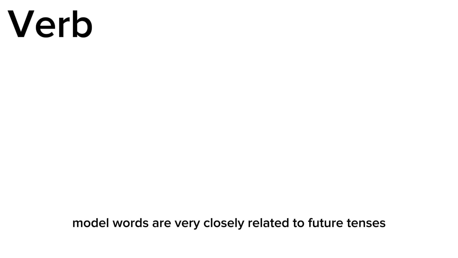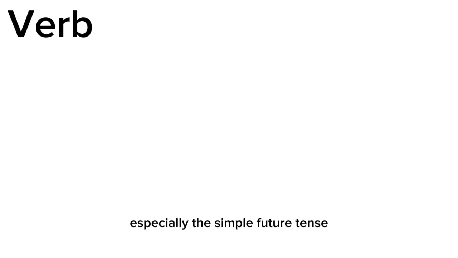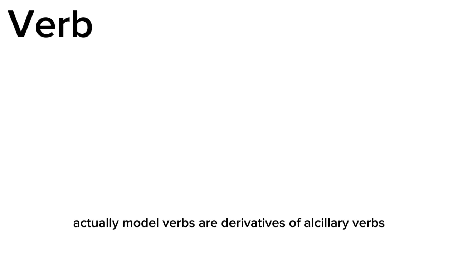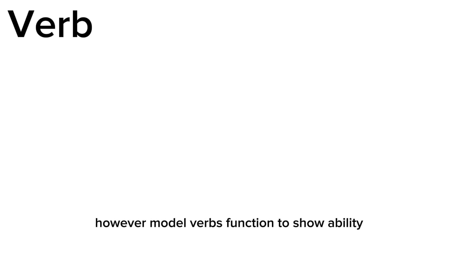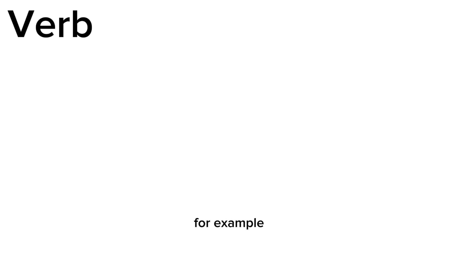Modal verbs are very closely related to future tenses, especially the simple future tense. Actually, modal verbs are derivatives of auxiliary verbs. However, modal verbs function to show ability, possibility, or need in a sentence. For example, can, will, may, shall, have to.